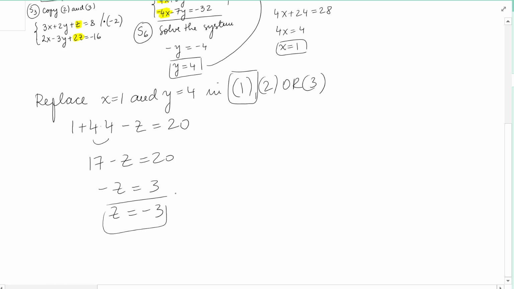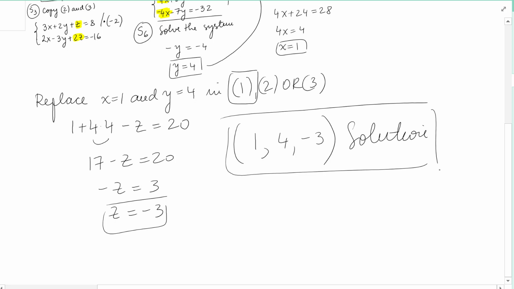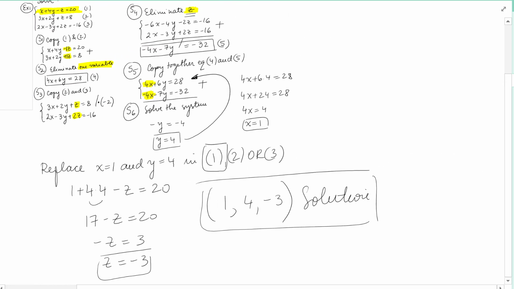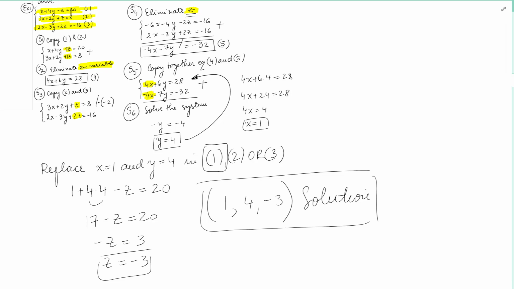So what we got is (1, 4, -3) is the solution of the system of three equations with three variables. So in order to check, you have to replace these numbers in every single one of these three equations. If you replace only in one and it works, it doesn't necessarily imply that it works in the other two. So you have to check every single one of them.